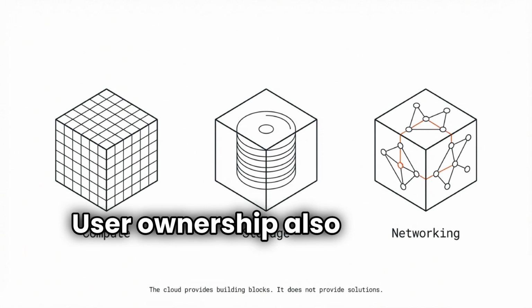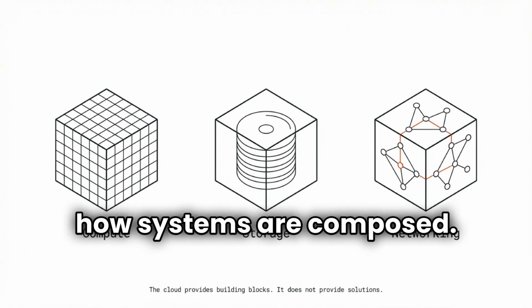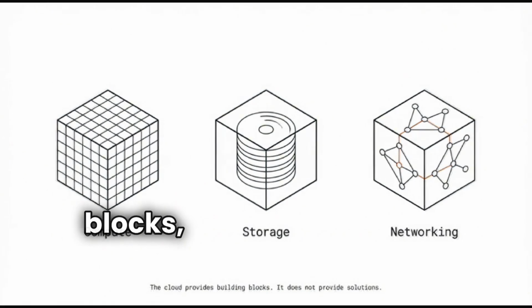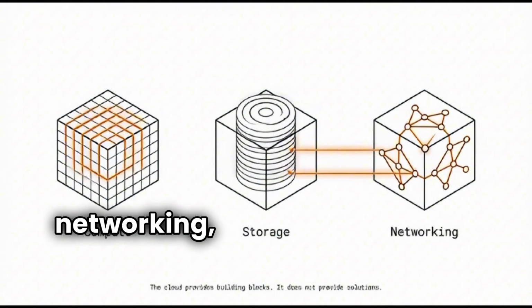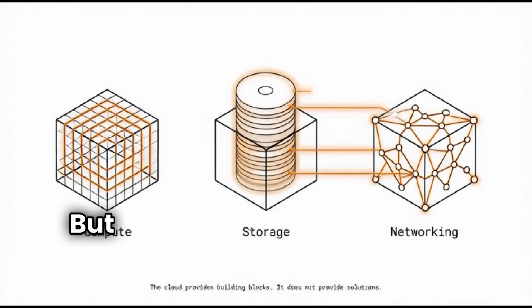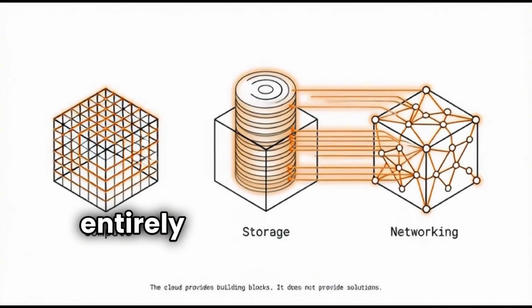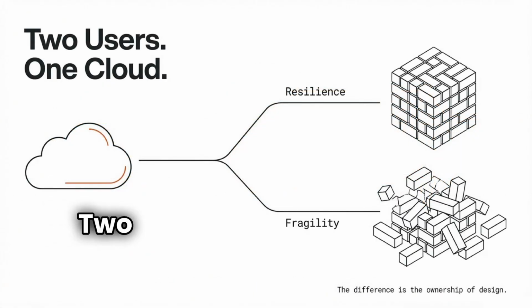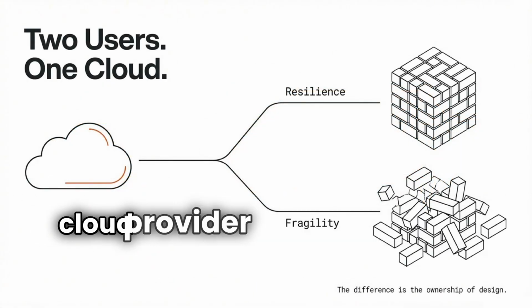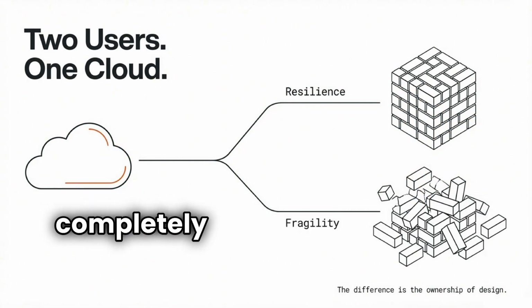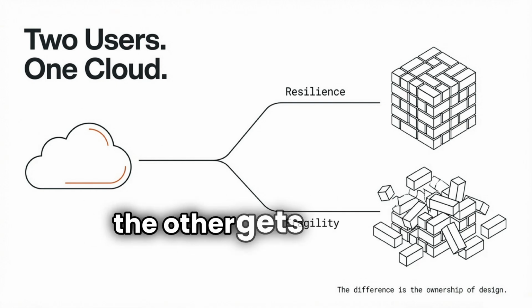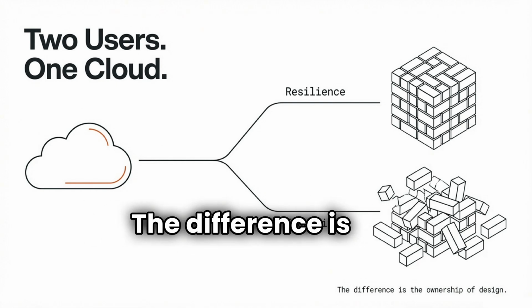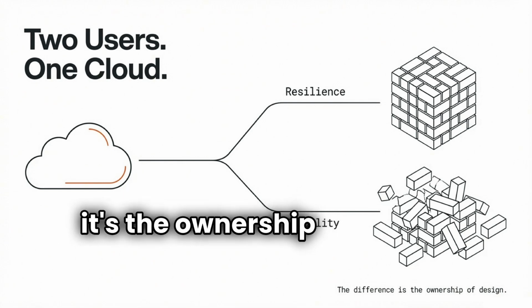User ownership also includes how systems are composed. The cloud gives you building blocks: compute, storage, networking, managed services. But how they are combined is entirely your responsibility. Two users can use the same cloud provider and end up with completely different outcomes. One gets resilience, the other gets fragility. The difference is not the cloud, it's the ownership of design.